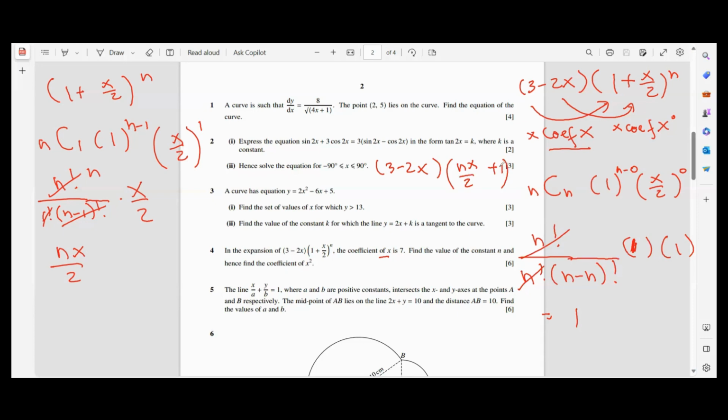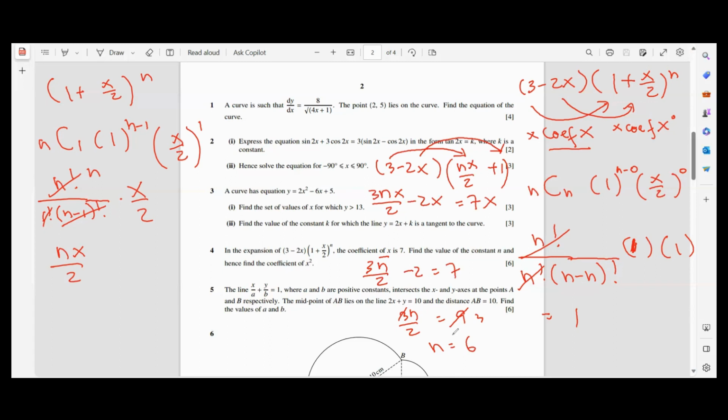Actually, we have a longer expansion, but we do not need that. Then this 3, we multiply it with nx over 2, so we have 3nx over 2, and then this minus 2x, we multiply it with 1, so minus 2x. The coefficient is 7x, right? We do not need the x, we just delete the x, so 3n over 2 minus 2 equals 7. So we move the 2, so 3n over 2 equals 9, and so n equals 6.